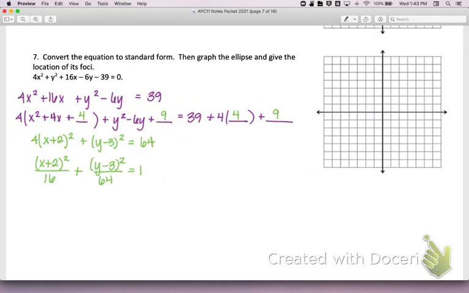All right, here's what you should get. So notice you only had a GCF on one of them. The y squared already was a 1, so we didn't have to worry about the coefficient there. And then, remember, you have to divide everything by 64 to get it equal to 1 at the end. And then once you have that, you can figure out everything else you need. The center is -2, +3. It's vertical because 64 is bigger, and that's underneath the y. That means A is 8 and B is 4. You can figure out C, and that's how you're going to get your foci. And that's what you need to know about an ellipse.